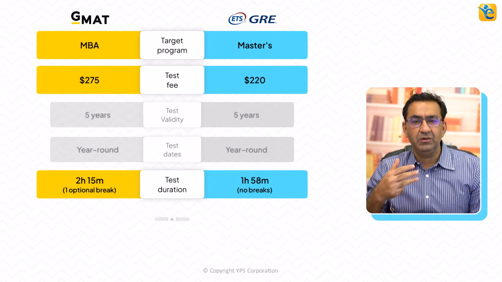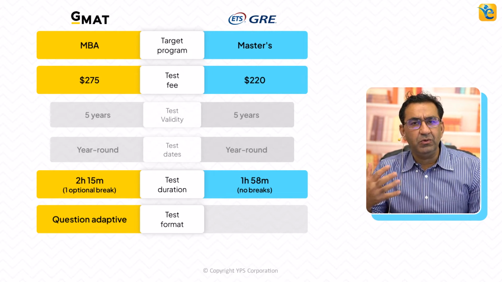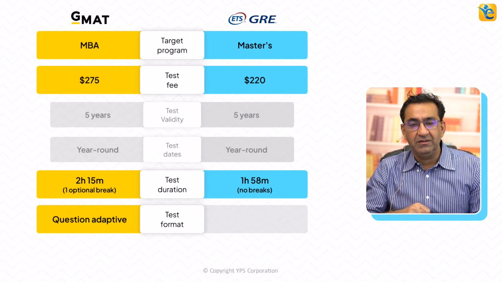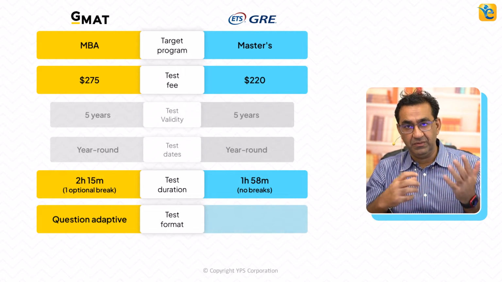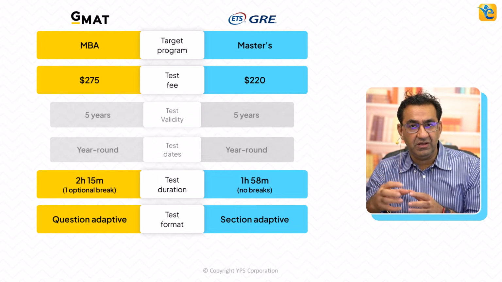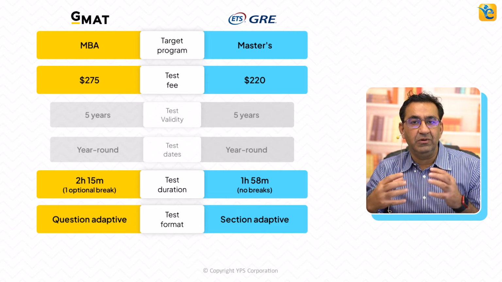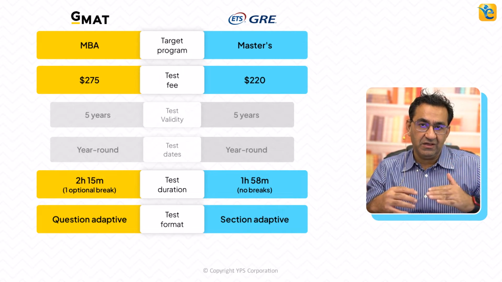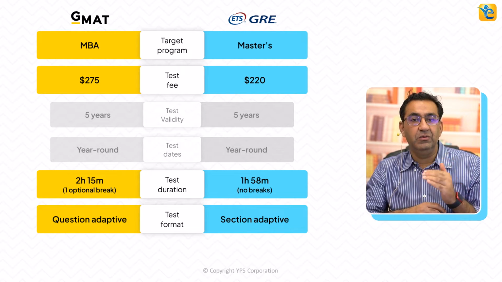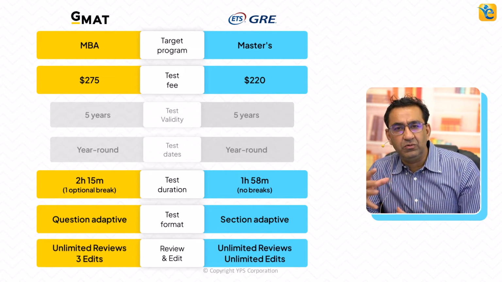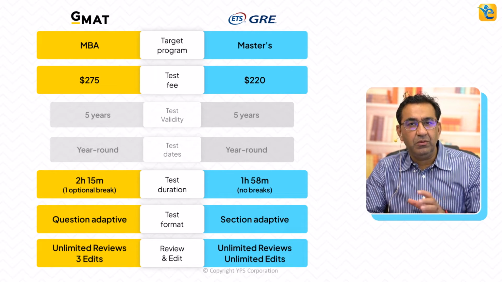And while both exams are computer adaptive, the GMAT is question adaptive, which means that the difficulty level of questions served to you at any point on the test would depend on how you've answered questions till that point. The GRE, on the other hand, is section adaptive. This means that within a section, everyone gets the same set of questions on the GRE, and the next section depends on how you did on the prior section.